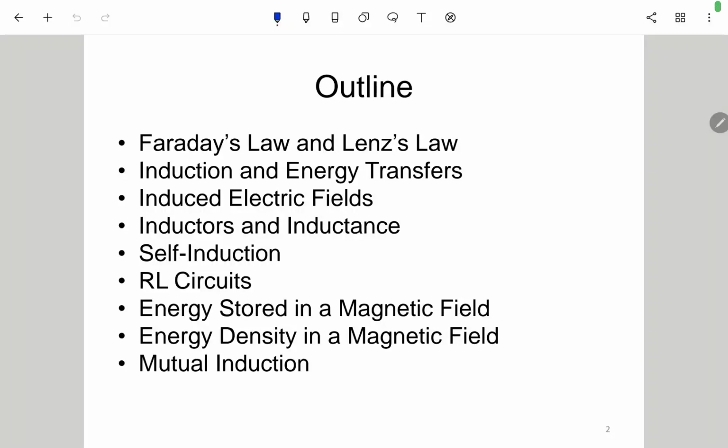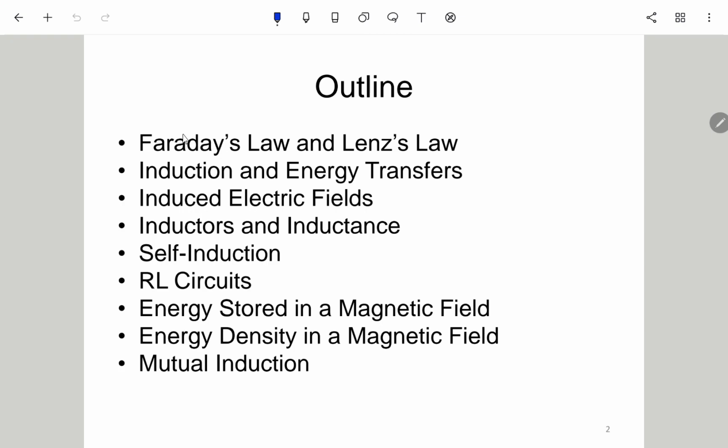Okay, so this is the outline of chapter 30. First of all, we will introduce Faraday's law and Lenz's law. Then we'll introduce induction and energy transfer, and then the induced E field. All of this is related to Faraday's law.